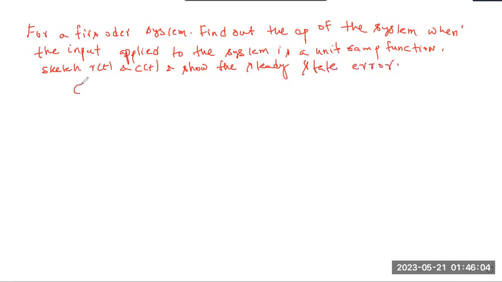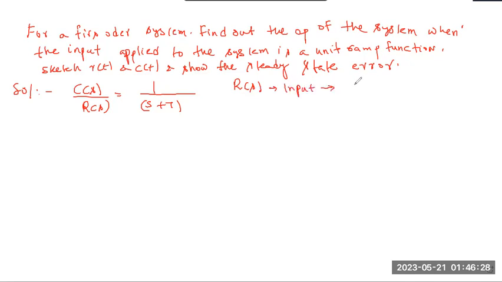See, in the first order system, your C(s) by R(s), which is the transfer function, is equal to, first order means you will have only one term of s, so it would be 1 by s plus T. This is the first order system. R(s) is the input. The input is a ramp function, so we know that R(s) would be equal to 1 by s square. So we have to substitute this value 1 by s square in C(s) by R(s).